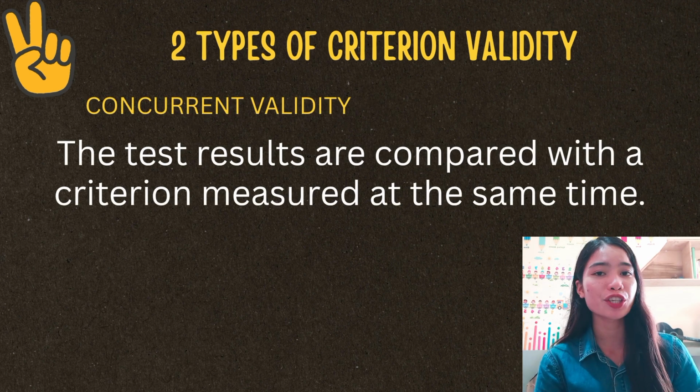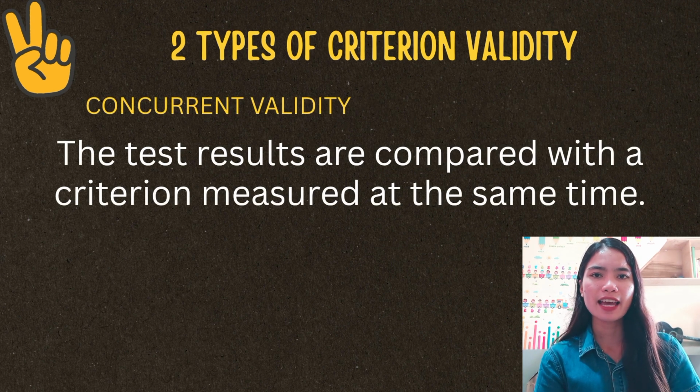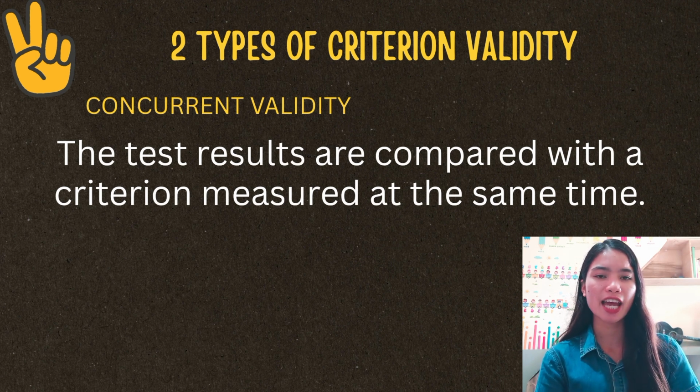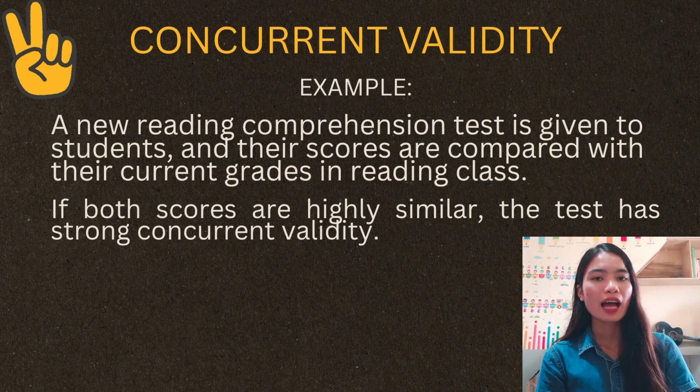First is the concurrent validity. The test results are compared with the criterion measured at the same time. So for example, a new reading comprehension test is given to students and their scores are compared with their current grades in reading class. If both scores are highly similar, the test has strong concurrent validity.